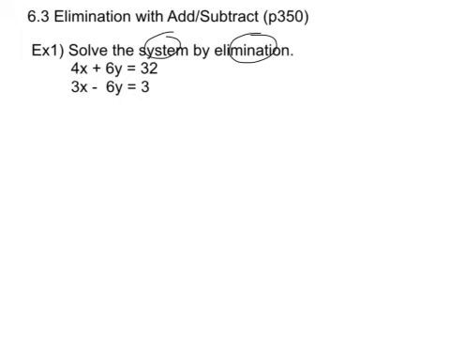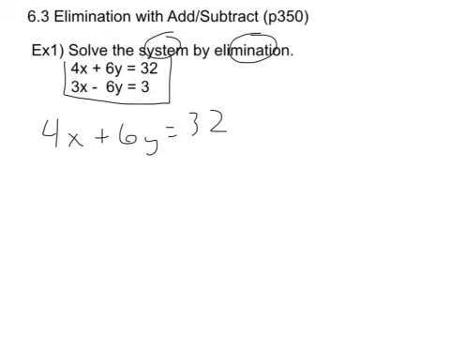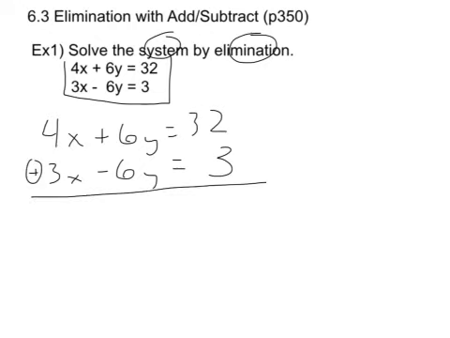So I have my system of equations right here, and I need to get rid of one of the variables in order to solve for the other variable. It's going to be very similar to substitution, but we're going to do something crazy at this point. This is something you probably never knew that you could do. I'm going to take my 4x plus 6y equals 32, and my 3x minus 6y equals 3. I am going to add the equations to each other. I'm just going to put a plus sign here, and I'm going to add them.